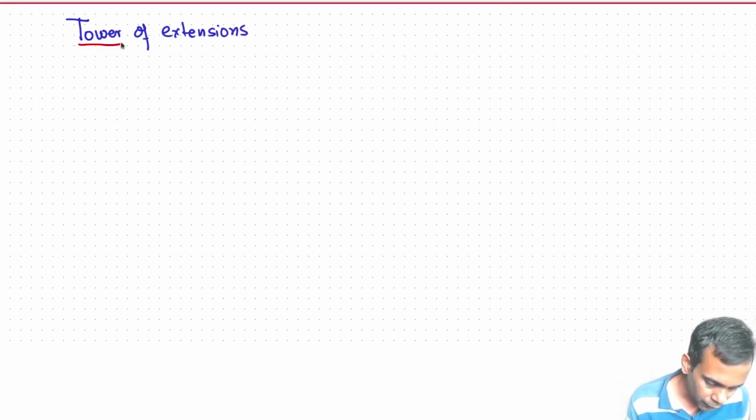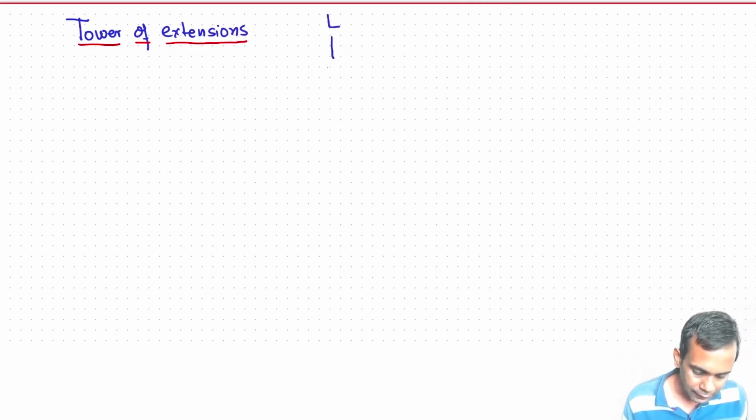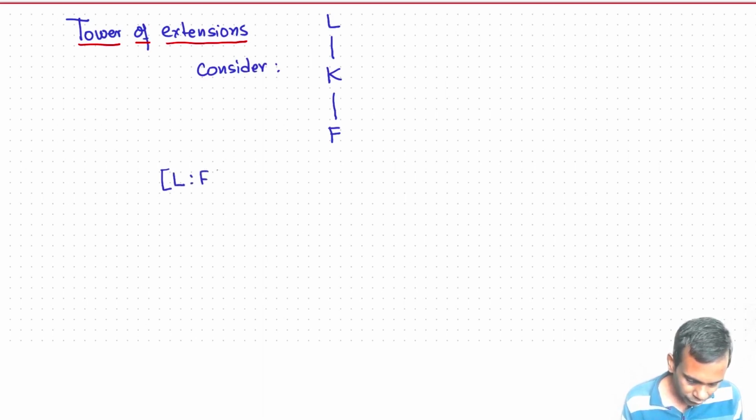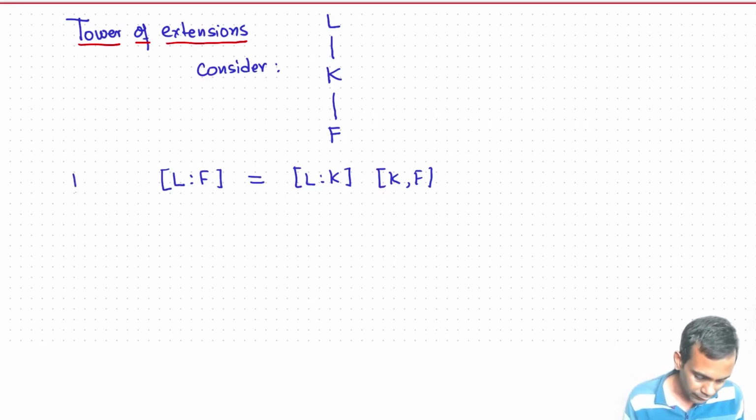Now we'll talk about the degree of a tower of extensions. This is a very important result. By a tower here, not a very tall tower in this case, of extensions, I mean three fields L containing K containing F. So you consider such a tower of three fields. The question is, what is the relationship between the degree of L over F and the degree of L over K and the degree of K over F? It turns out that the degree of L over F is precisely the product of the degree of L over K and the degree of K over F.